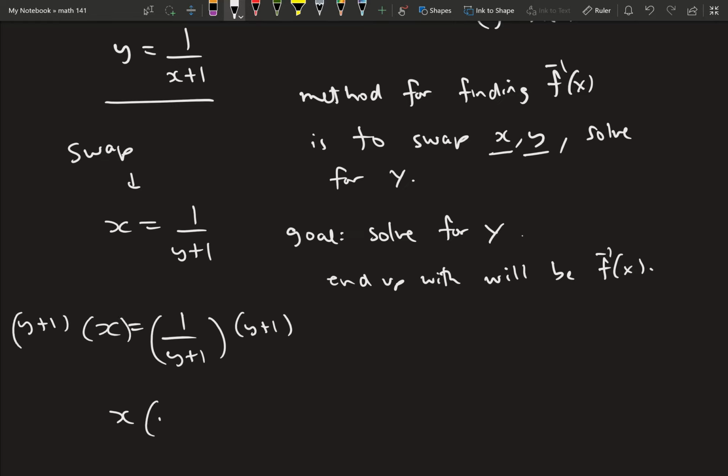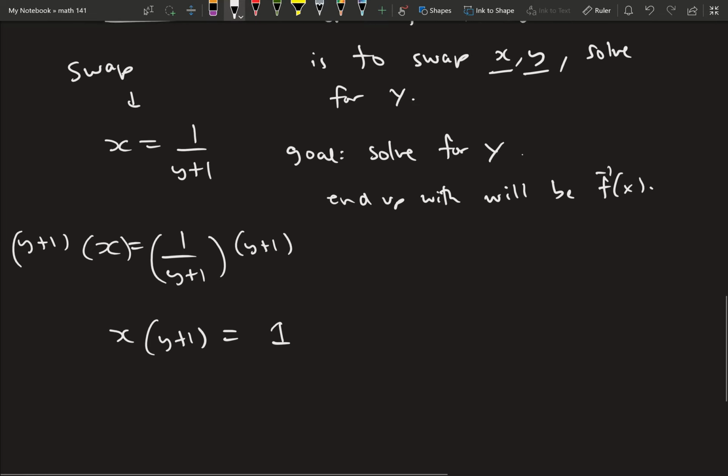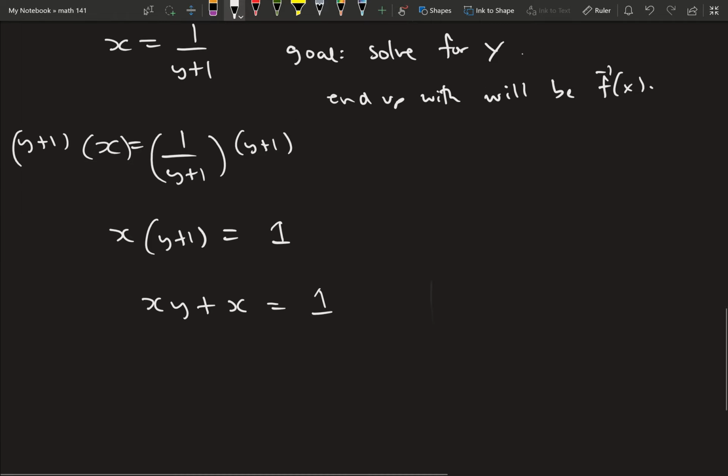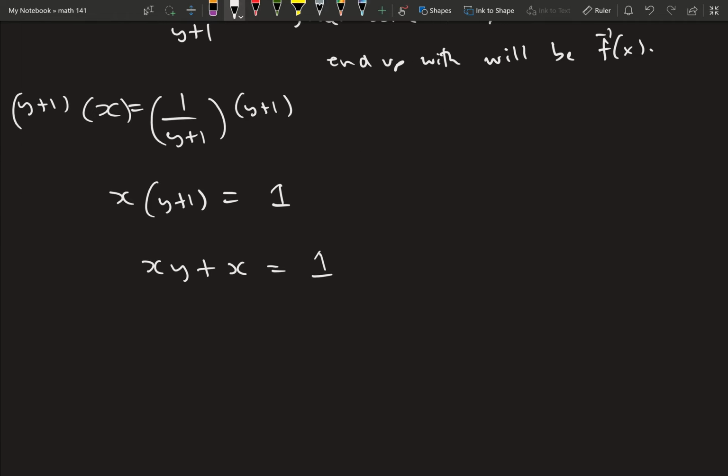So we get x times y plus 1 is equal to 1. And so we have xy plus x is equal to 1. And so I'm going to bring the x. I want to solve for y, so I have xy is equal to 1 minus x. So y is equal to 1 minus x divided by x.